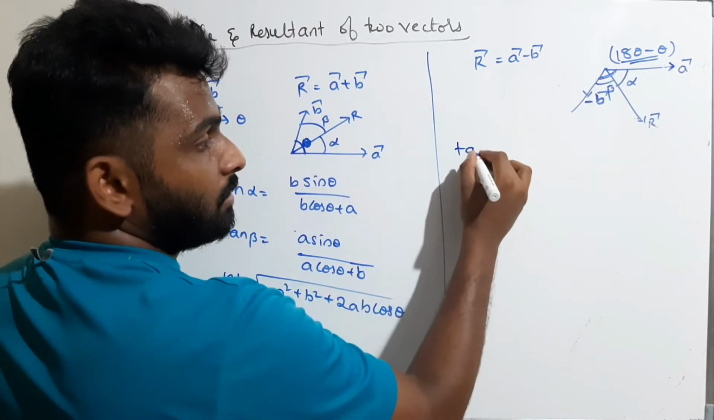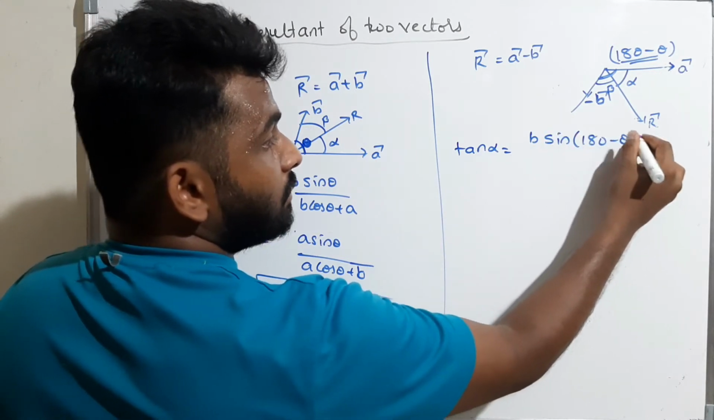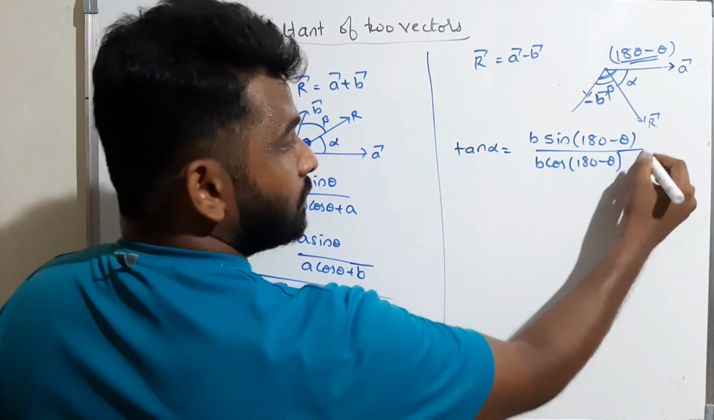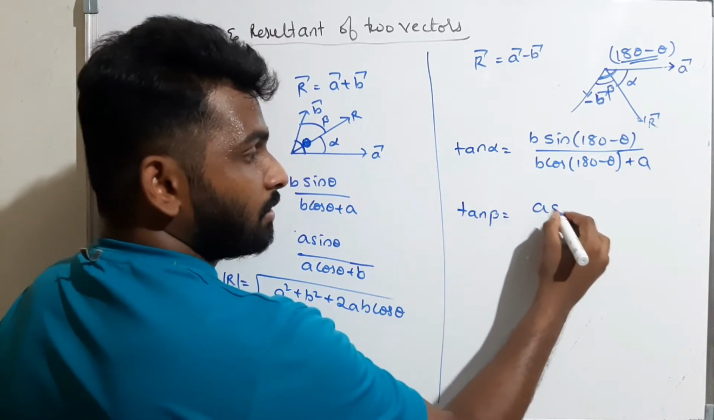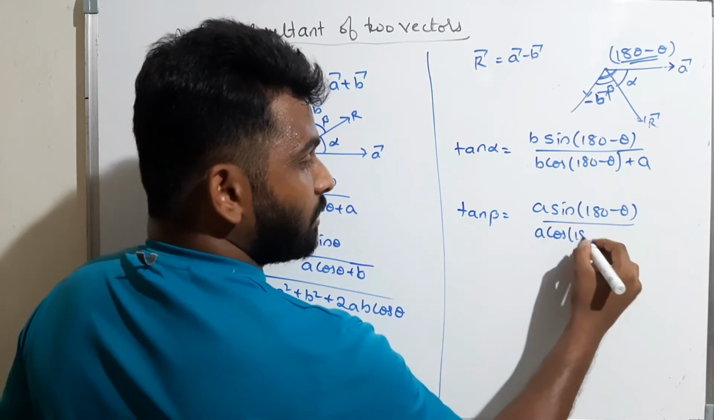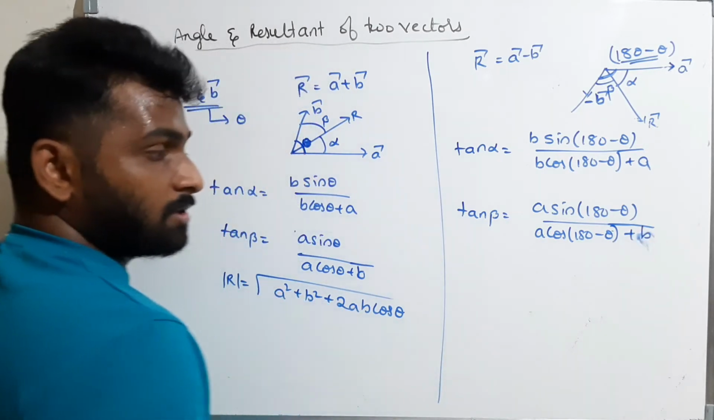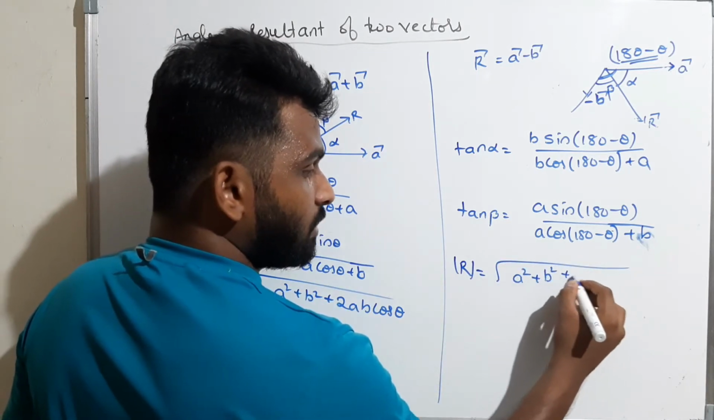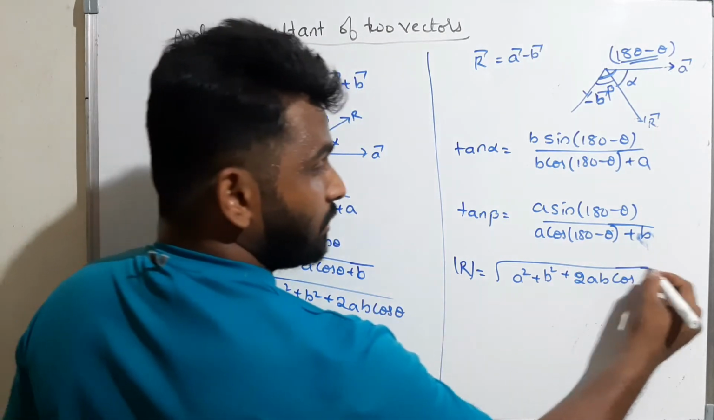What is tan alpha? Tan alpha is equal to b sin (180 minus theta) by b cos (180 minus theta) plus a. Now what is tan beta? Tan beta is a sin (180 minus theta) by a cos (180 minus theta) plus, sorry, plus b. Now what is the resultant? Mod R is equal to root of a square plus b square plus 2ab cos, in place of cos theta I am writing cos (180 minus theta).